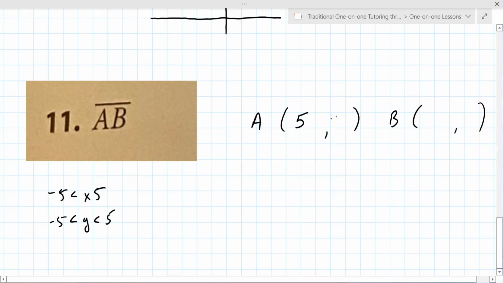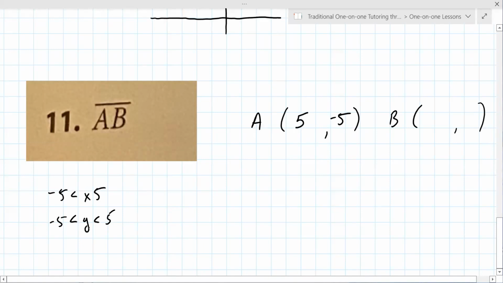-5 and -5. Okay. And give me a coordinate for B. What do you want for that? For the coordinate for B, I pick -5 and -5. Okay. Let's not pick them at the extreme boundaries. You can pick any numbers in between there. They don't have to be right on the edge.